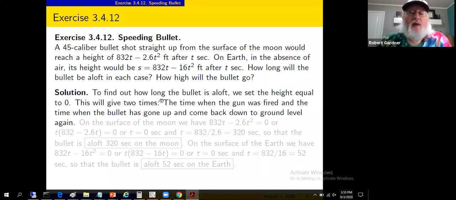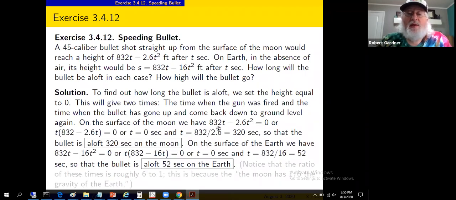Okay, to find out how long the bullet is aloft, we'll set the height equal to 0. So that'll give us 2 times. The bullet at time t equals 0 is at ground level, then it goes up, and it comes back down, and it's at ground level again. So simply take the height on the moon, 832t minus 2.6t squared, set it equal to 0, and solve for t. We can factor a t out, giving us t times (832 minus 2.6t).